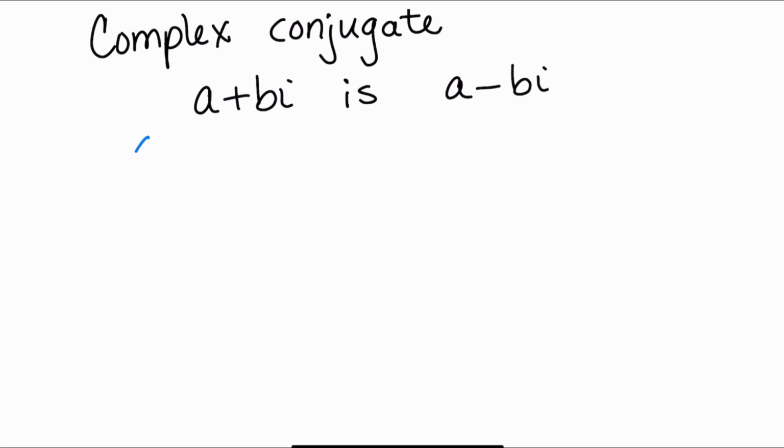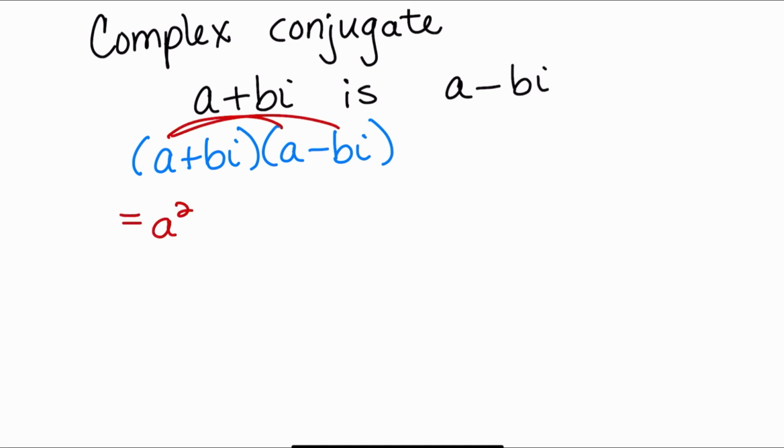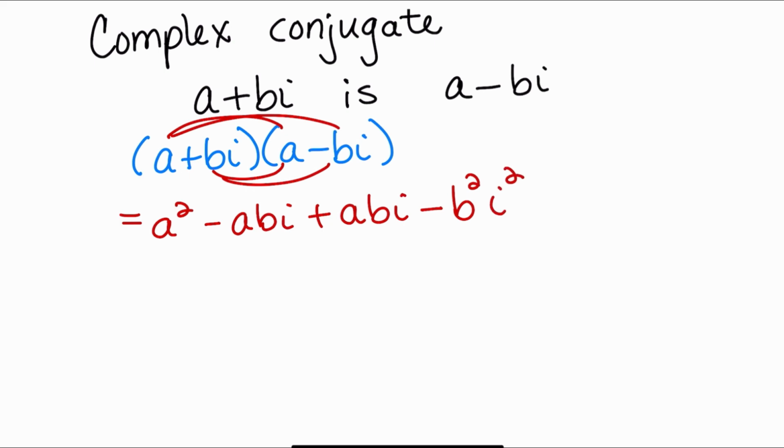The idea is if you multiply a complex number by its conjugate, you're going to end up with a real number. The imaginary parts of this are going to disappear. A times a is a squared. A times negative bi is negative abi. A times bi is positive abi. And then bi times negative bi is negative b squared i squared.